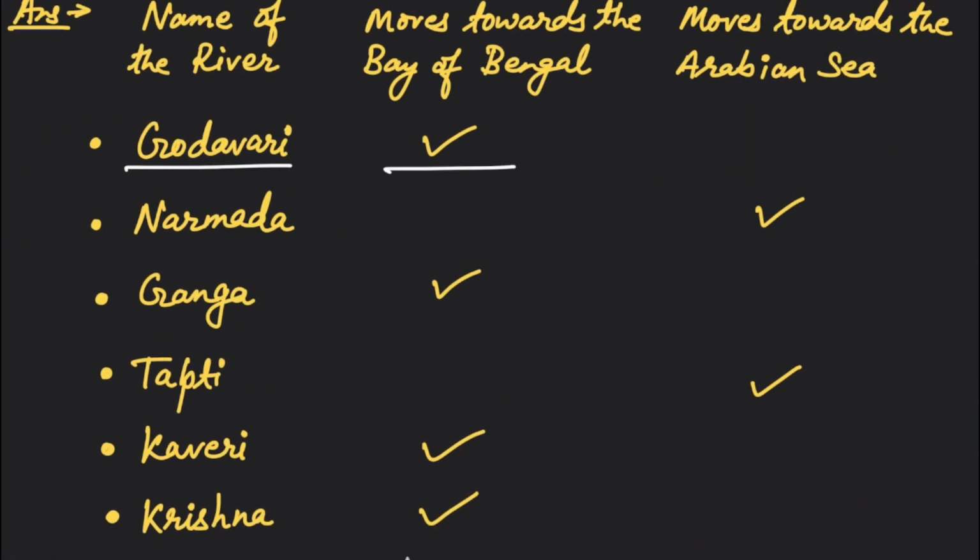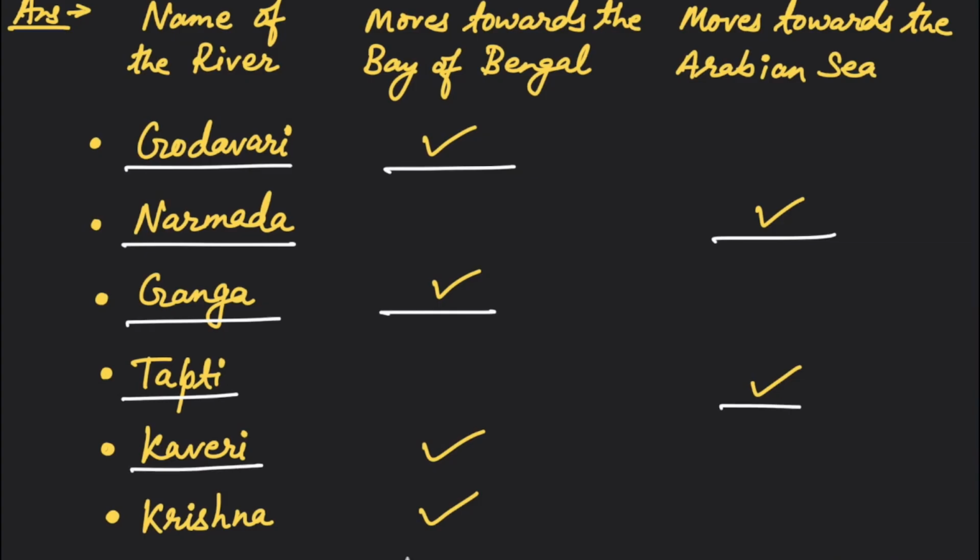Godavari moves towards the Bay of Bengal. Narmada moves towards the Arabian Sea. Ganga moves towards the Bay of Bengal. Tapti moves towards the Arabian Sea. Kaveri moves towards the Bay of Bengal. Krishna moves towards the Bay of Bengal. That means Narmada and Tapti are rivers that move towards the Arabian Sea.